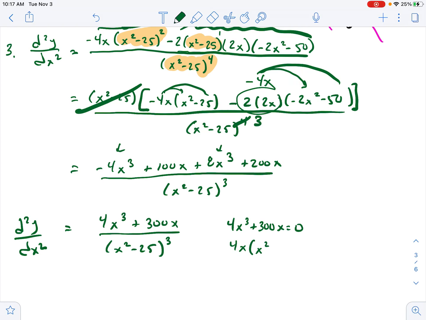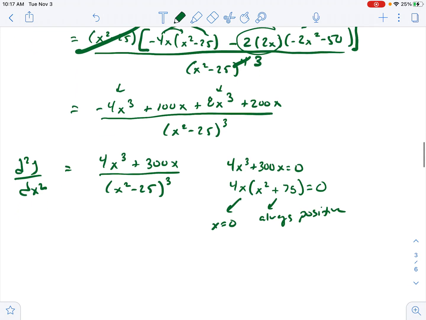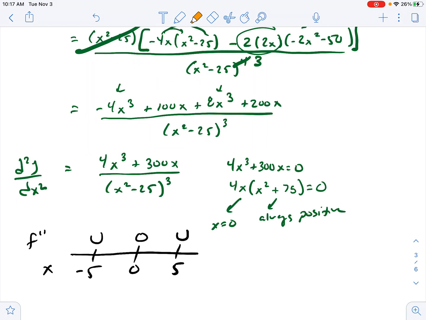You can factor out a 4x. It's going to be x squared plus 75. That gives me x equals 0, and that's always positive. That's never going to equal 0, okay? So we have critical points at 0, plus or minus 5 for the second derivative. So we call that f double prime undefined, 0, and undefined. And again, let's carefully test some signs here, okay?